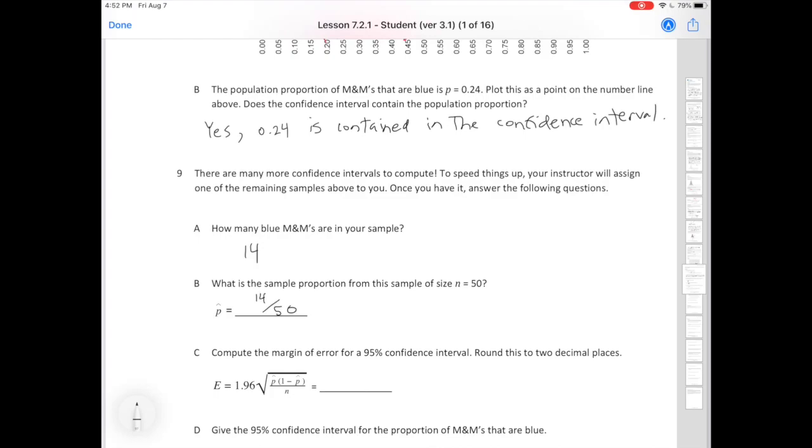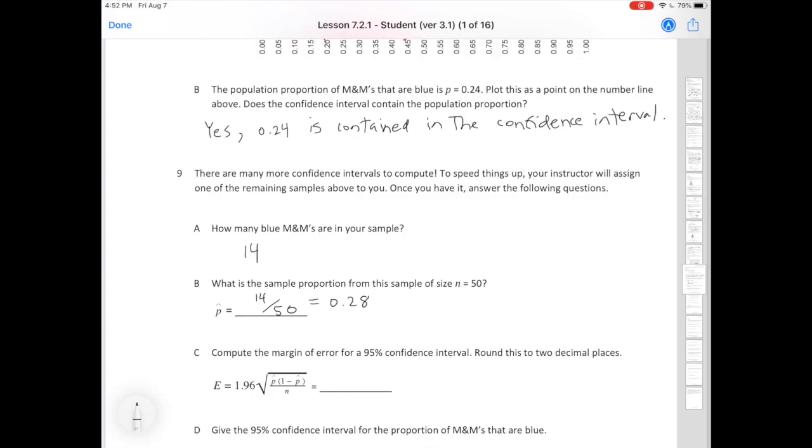What is the sample proportion from this sample of size 50? To calculate your p-hat, you just have to take your number of blues and divide it by the total sample size. So if we put this in our calculator, we get 0.28. Now we're going to compute the margin of error for a 95% confidence interval.